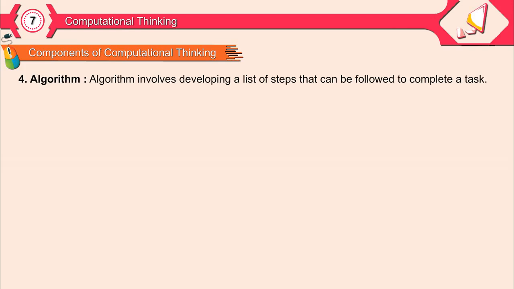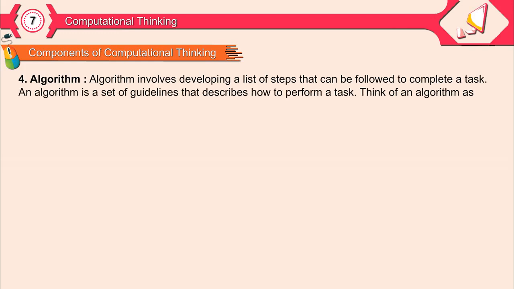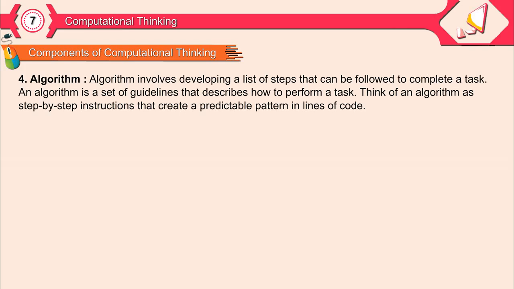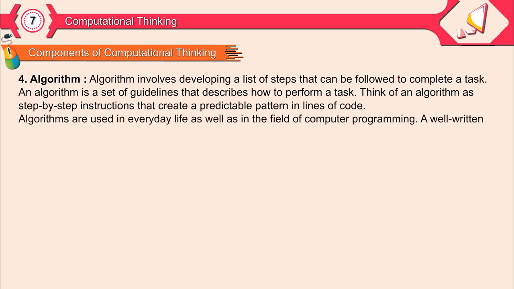Algorithm involves developing a list of steps that can be followed to complete a task. An algorithm is a set of guidelines that describes how to perform a task. Think of an algorithm as step-by-step instructions that create a predictable pattern in lines of code.